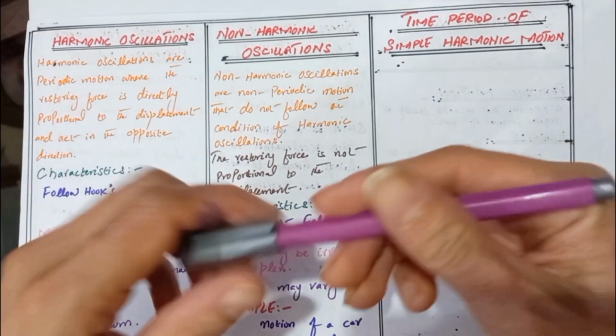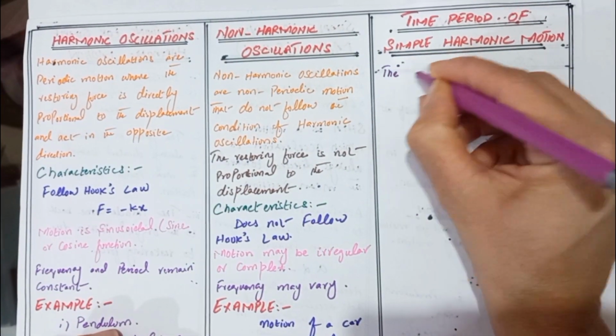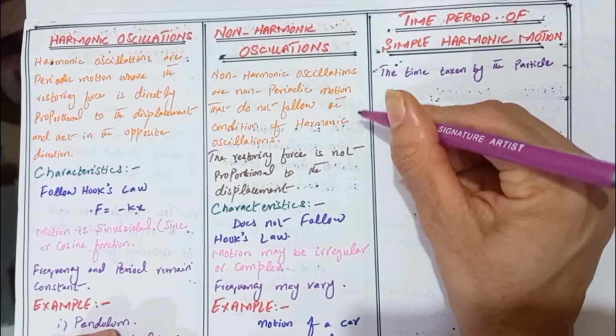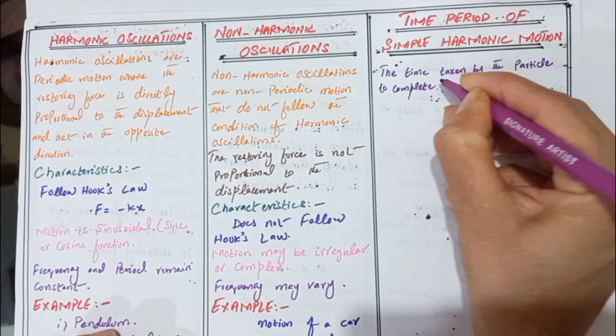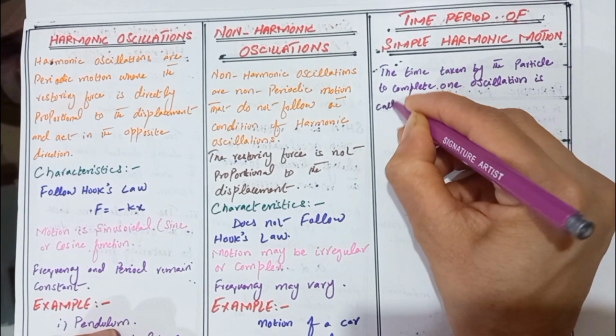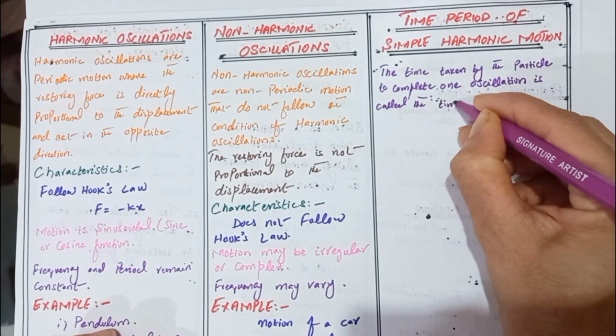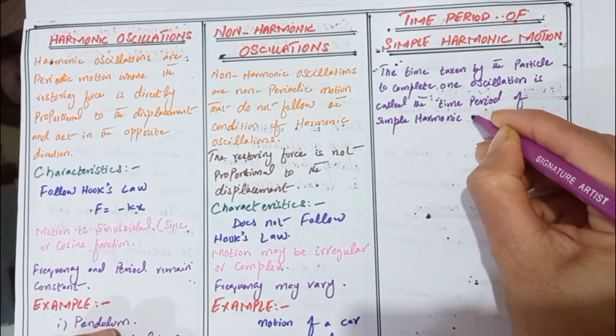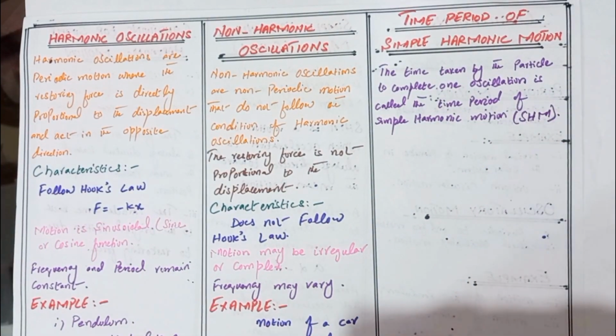Now we discuss the time period of simple harmonic motion. The time taken by the particle to complete one oscillation is called the time period of simple harmonic motion, which is short-formed as SHM.